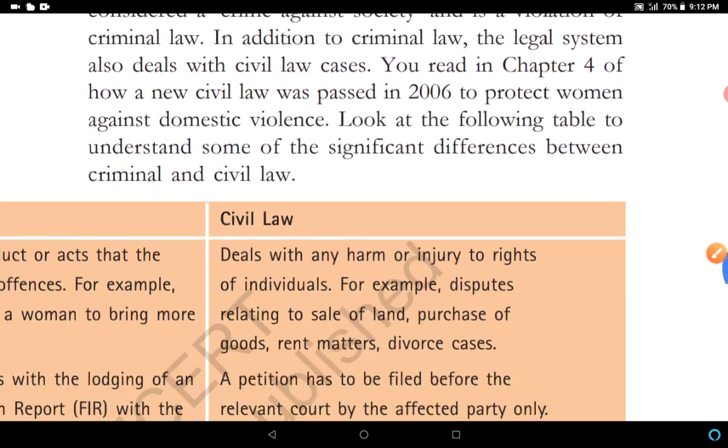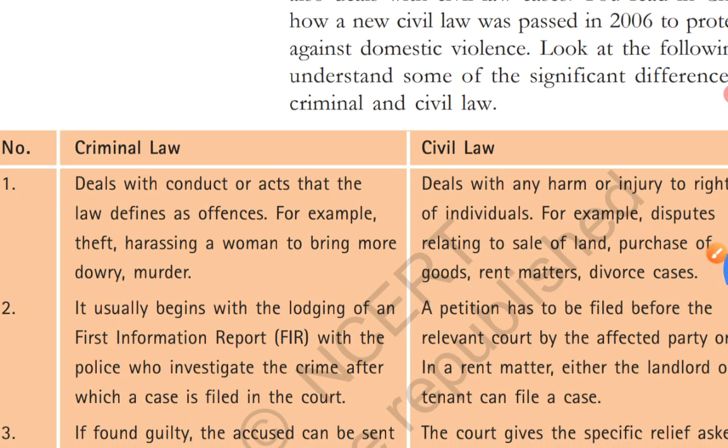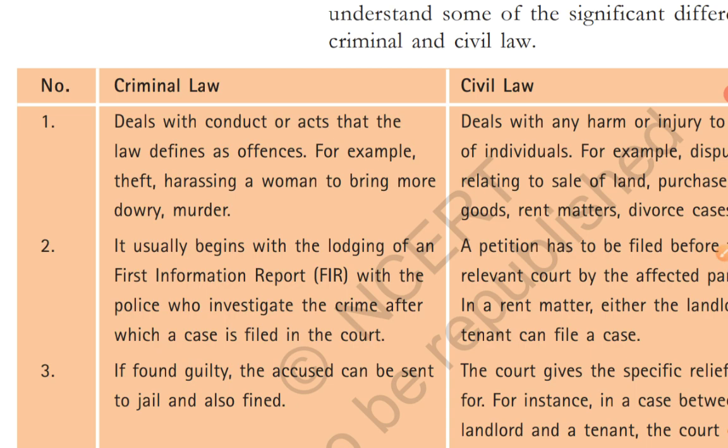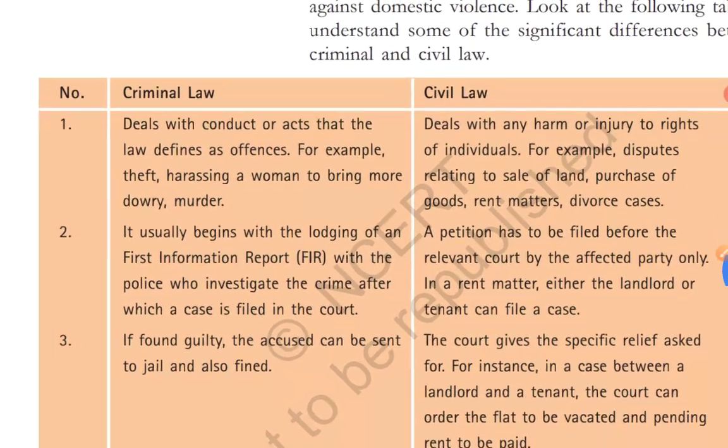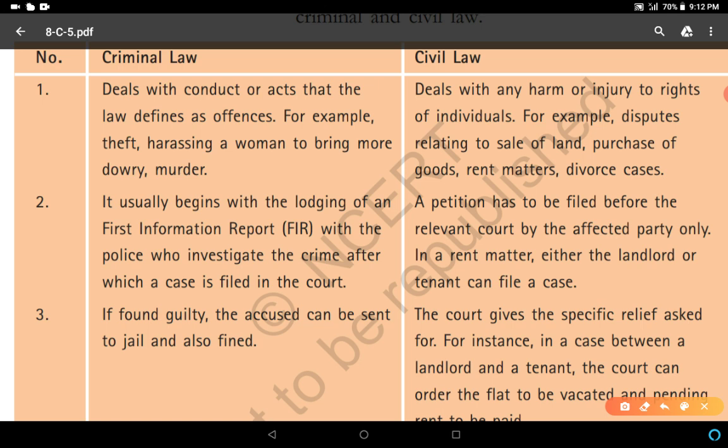Now we'll discuss the differences between criminal law and civil law. The first difference: criminal law deals with conduct or acts that the law defines as offenses. For example, theft is an offense, harassing a woman to bring more dowry, and murder. These kinds of cases are considered criminal law, right? It means criminal laws are applied against these kinds of offenses.